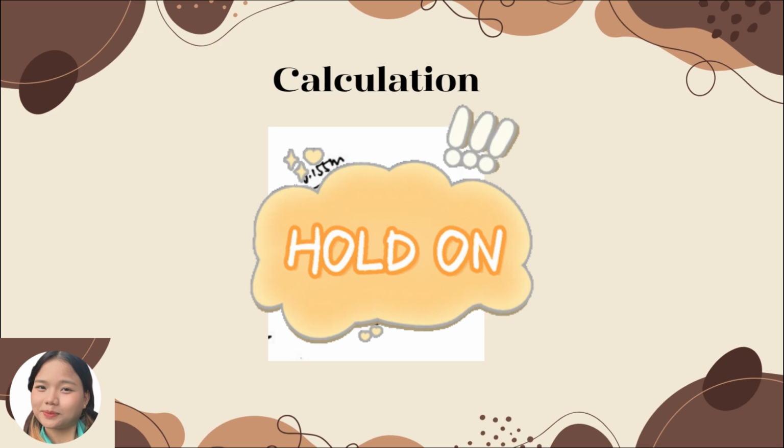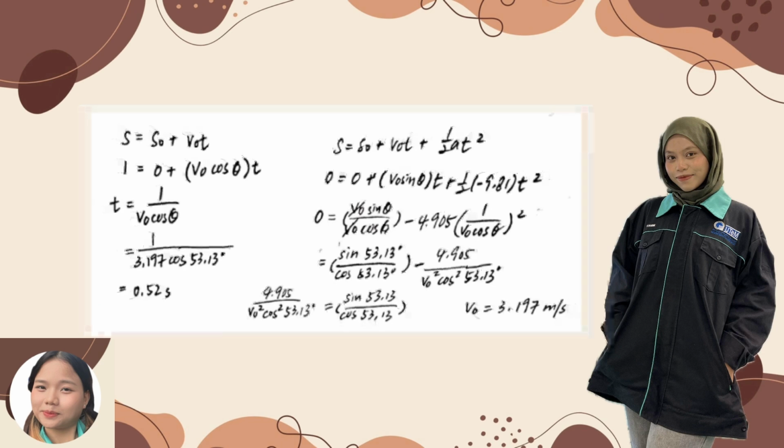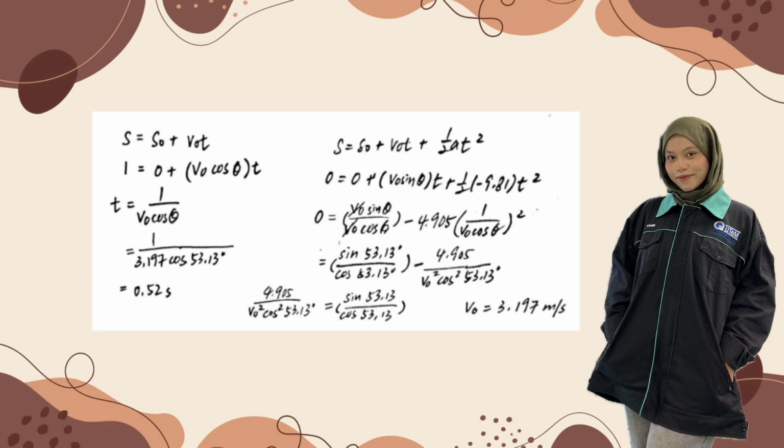Before I go to the discussion about the time and the velocity, I want to calculate the angle of the launcher. Since the length of the launcher is 0.155 meter and the vertical length from the ping pong to the ground is 0.124 meter, we obtain that the angle is around 55.13 degrees theta. After that, we find the value of the time and initial velocity by applying a suitable formula. Then, we get the time is 0.52 seconds and the initial velocity is 3.197 meter per second.